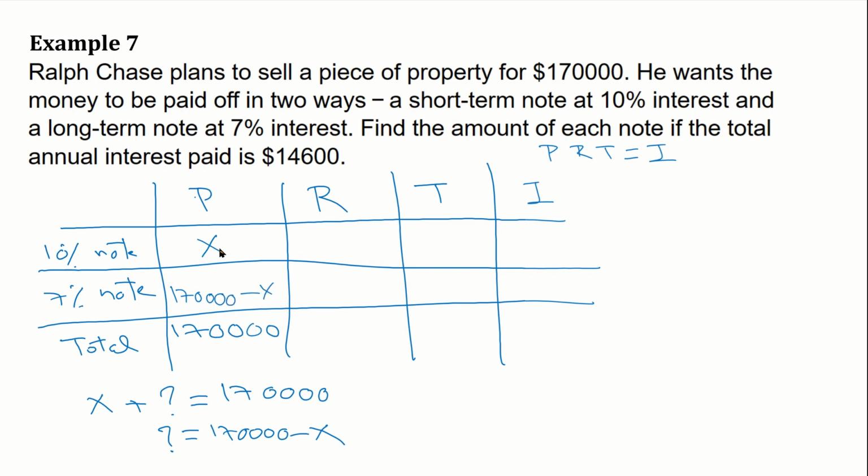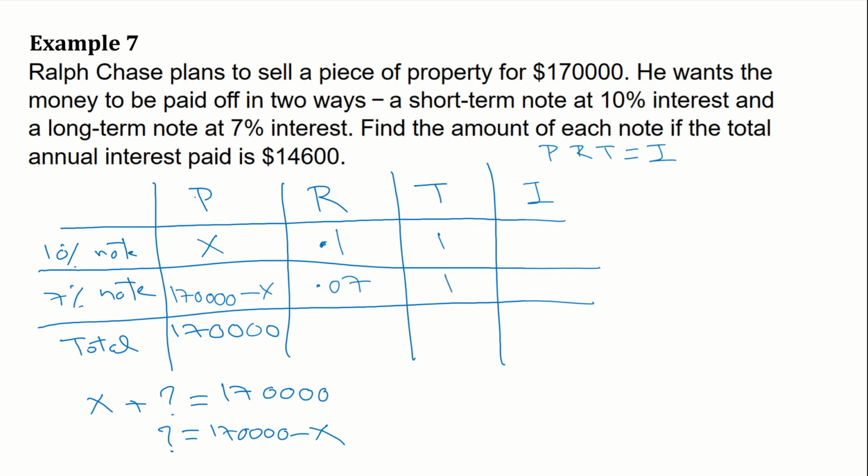That makes sense. Like if this is 50,000, this should be 120,000 to get to 170,000, which is just 170,000 minus 50,000. So add these two quantities: the X's cancel out, and you end up with the total. Now, of course, the 10% note pays at 0.1, and the 7% note pays at 0.07, which is 7% in decimal form. The term is 1 year.